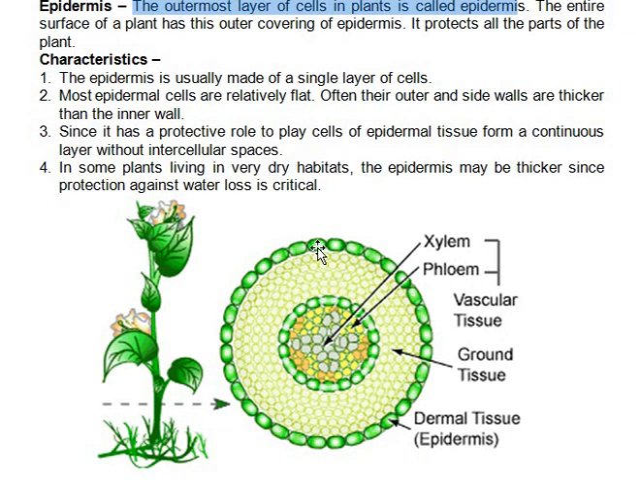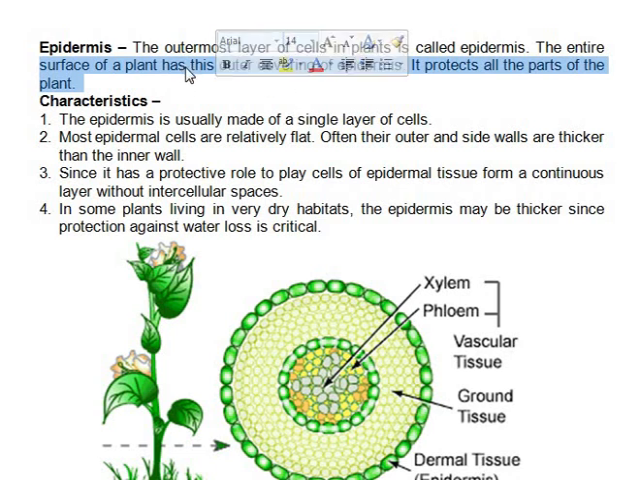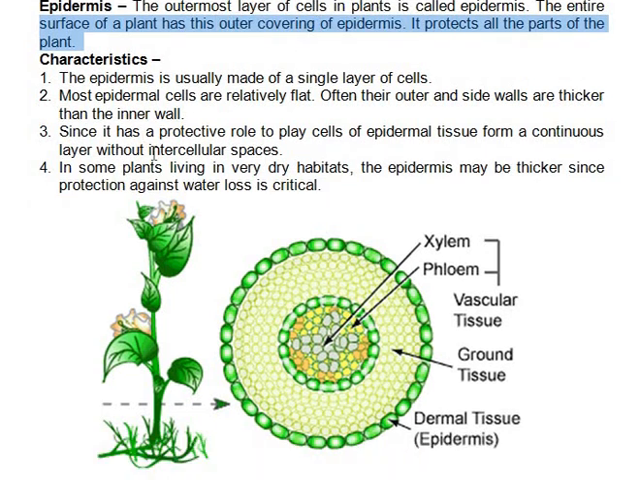Like in our body, the skin is the outermost covering. Same in the plants, the outermost covering of the plant is known as the epidermis. It covers the entire surface of the plant and protects all parts of the plant. So under the topic epidermis, we will discuss the various modifications of epidermis.